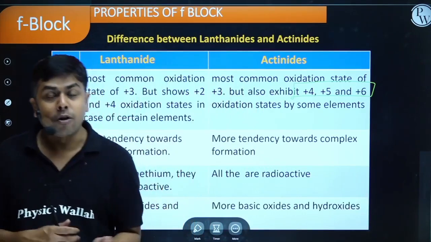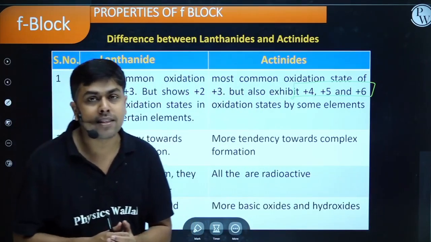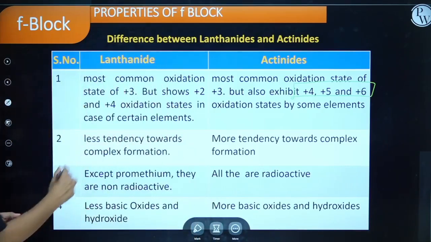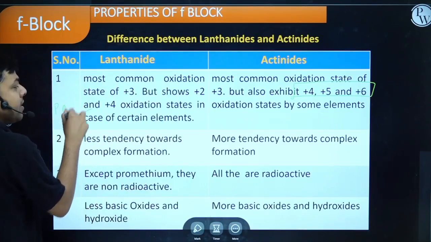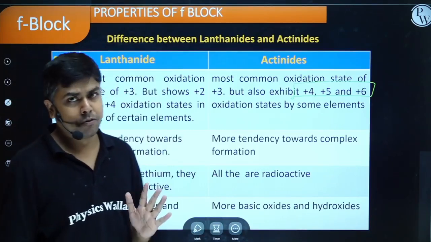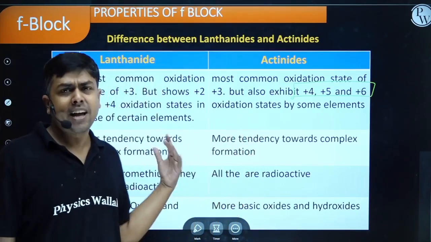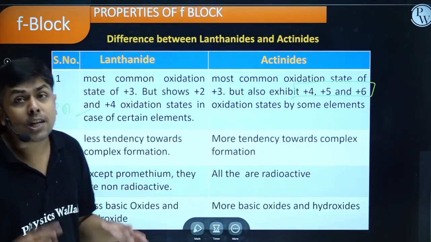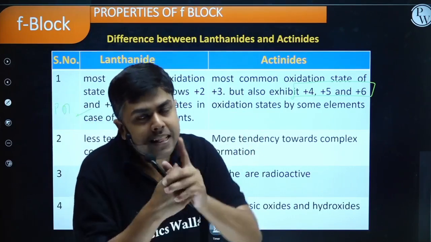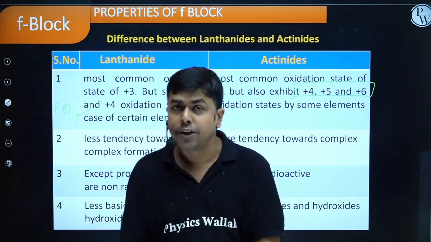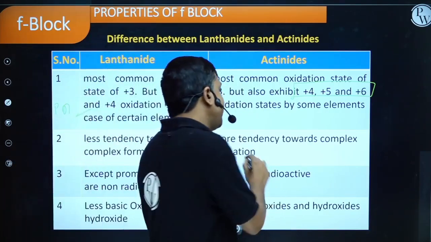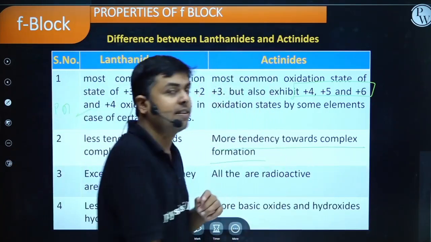They exhibit an oxidation state of +2, whereas Ce, cerium and all other elements, that is Pr, Nd, show an oxidation state of +4. We have studied about that, oxidizing nature and reducing nature. Next, if I talk about the complex formation tendency, lanthanides have less tendency to form complexes, whereas actinides have a higher tendency to form complexes.